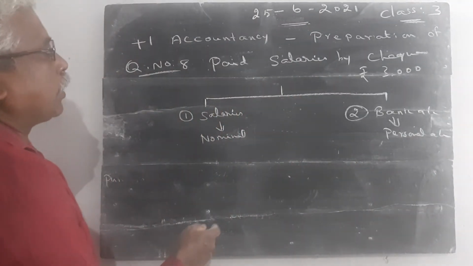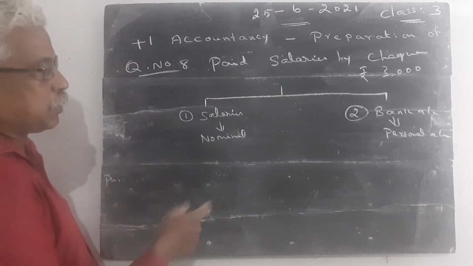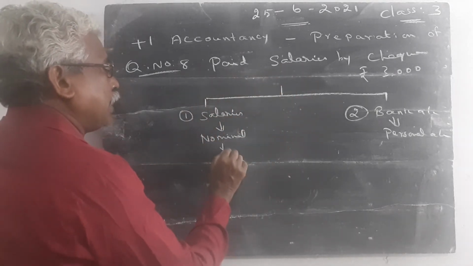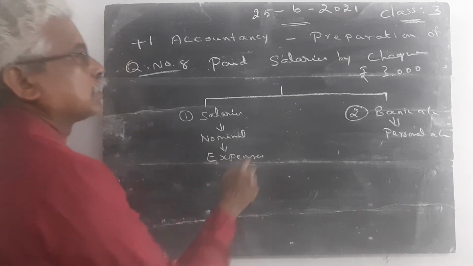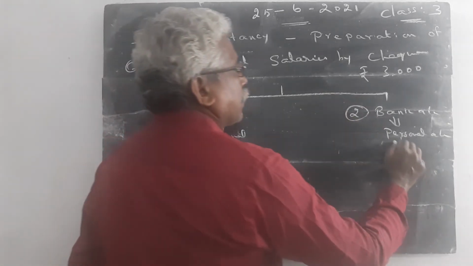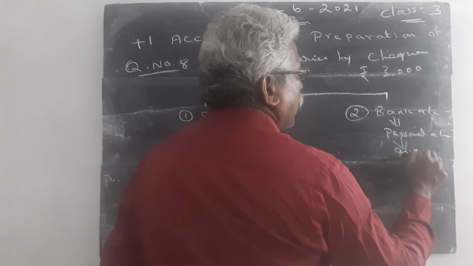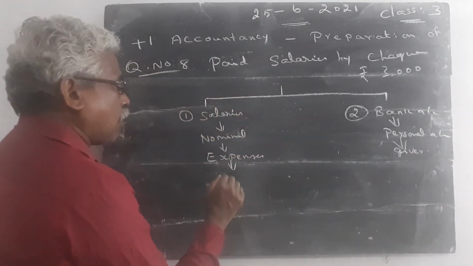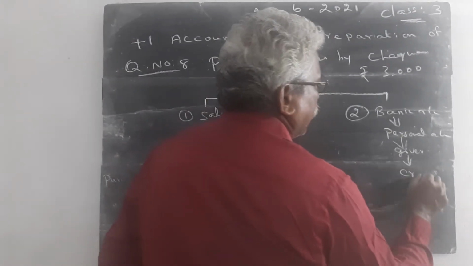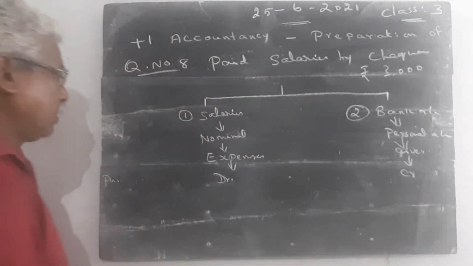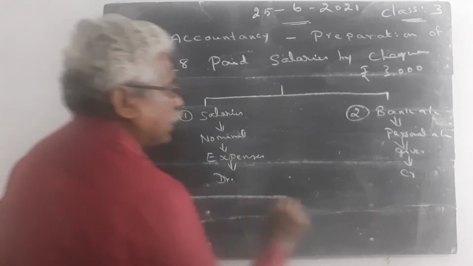The rule of the nominal account is debit all expenses. Paid salary is an expenditure, an expense. Bank is the giver. Debit all expenses and losses. Credit the giver. Debit the receiver, credit the giver. Then we write the journal entry.